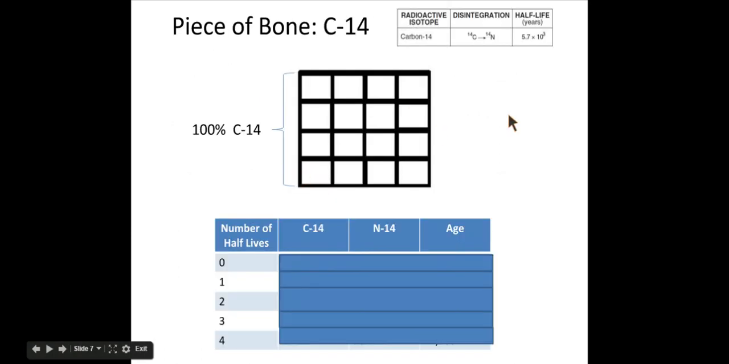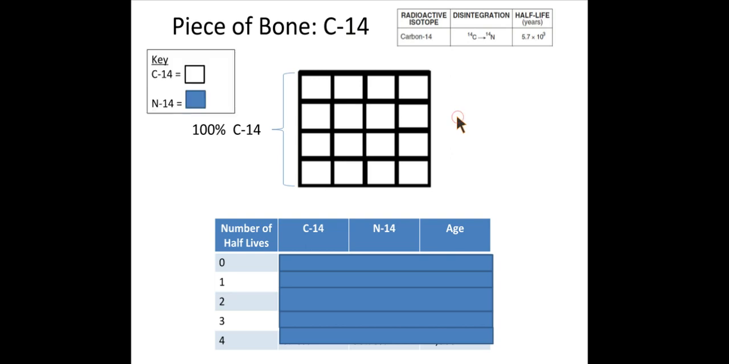So let's take a look at a little bit more realistic example. So this box right here represents a piece of bone that contains carbon-14. So we have that little section of the Earth Science reference table up here that tells us what the half-life is and what the daughter product is of carbon-14. So right now we're going to say that this organism has just died. So the bone is brand new. It has 100% of the carbon-14 it's ever going to have at this point in time. So our white boxes are going to represent carbon-14, and blue boxes will represent the amount of N14.